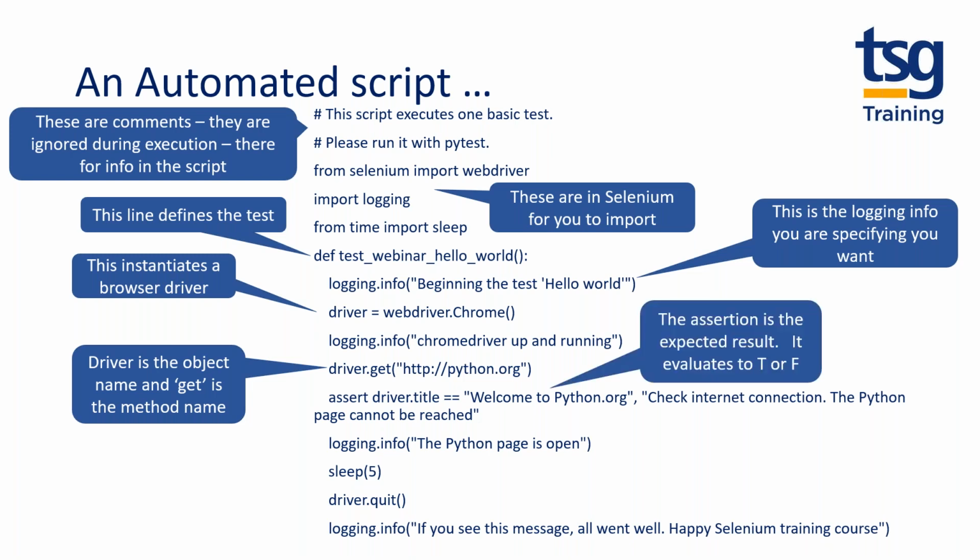Next, we have the assertion. This is where the test has the expected result. The assertion could evaluate to true, in which case the test passes, or false, where the test has failed. And if the test fails, you can provide a message here.